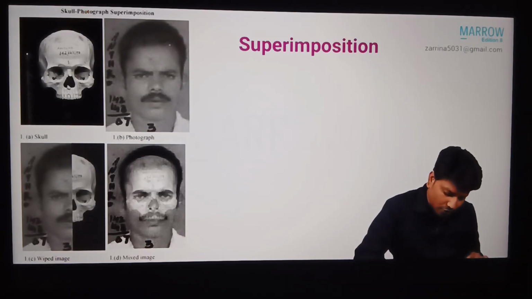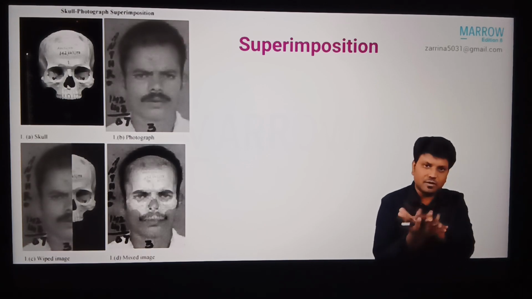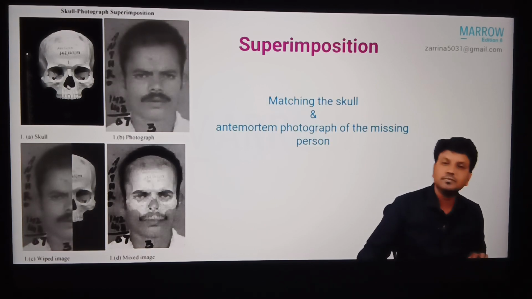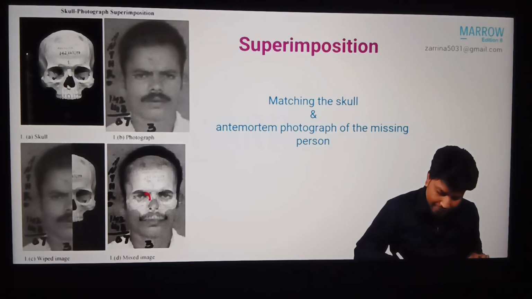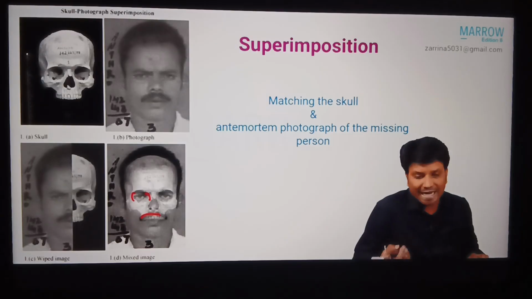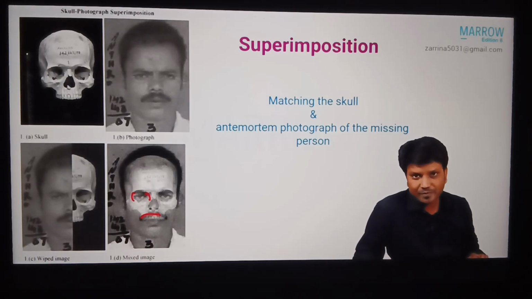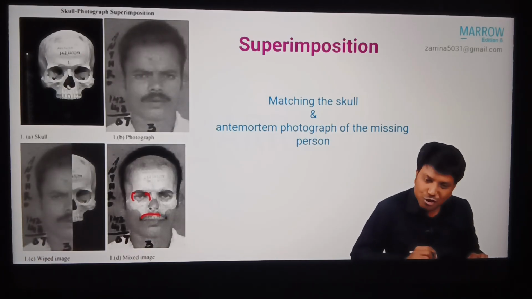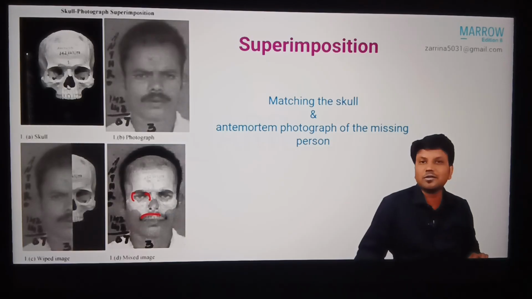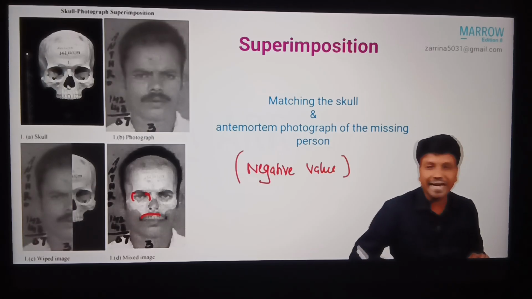What you have to do is take the photograph of the missing person, photograph the skull, superimpose them on each other, and then compare the landmarks. When you compare the landmarks, you need to see the inner canthus, outer canthus, alveolar margin, and nasion. All these landmarks you have to compare. If all the landmarks are exactly matching with each other, you can say the skull may belong to that person. Not confirmed. If the landmarks are not at all matching, you can definitely say the skull doesn't belong to the person. This is more of a negative value. If you want to exclude, this is a test of exclusion. You can exclude. It's more of a negative value.